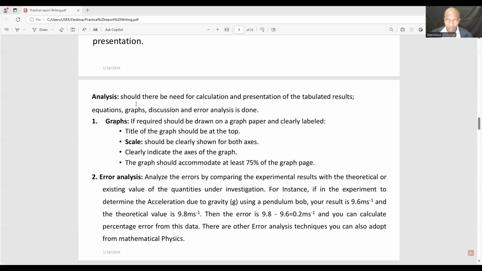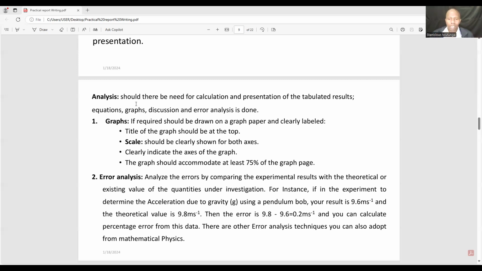The error analysis, remember, whatever you are dealing with as a theoretical value somewhere, most of them have their theoretical value, and I am sure you got it when you were dealing with the theoretical background of this experiment. This theoretical value and the value you've gotten from the practical work are compared within the error analysis part. And this is where we analyze the errors by comparing the experimental results with the theoretical or the existing value of the quantities under investigation.